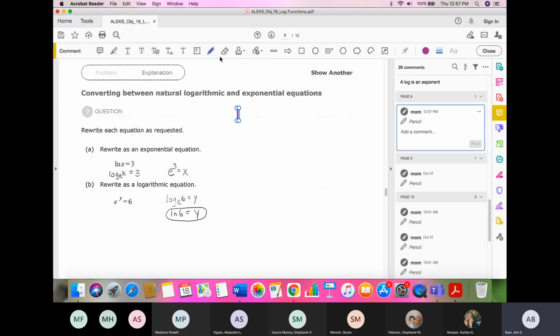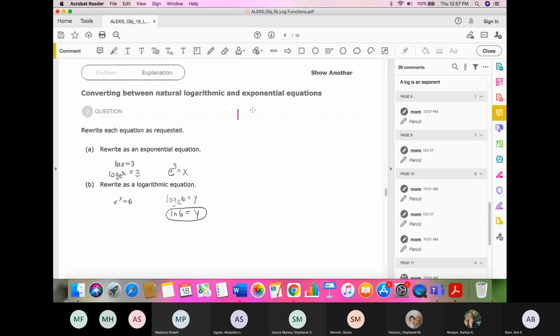It's lowercase l, then lowercase n, x. What does that really mean? If I wrote it out the long way, it would represent log base e of x. That's what it means.